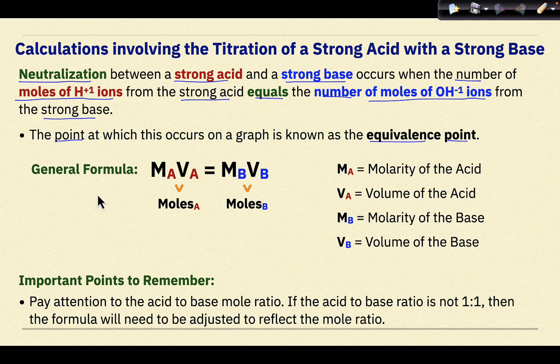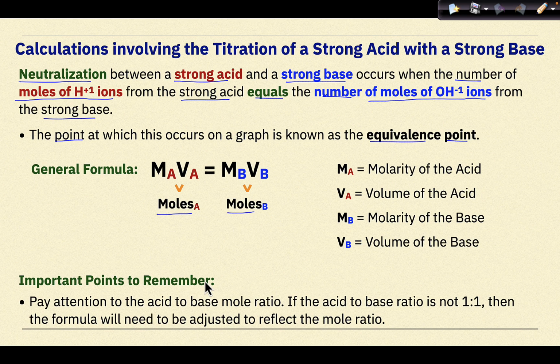The general formula that we'll use here is MAVA is equal to MBVB, where MA is equal to the molarity of the acid, VA is equal to the volume of the acid, MB is the molarity of the base, and VB is equal to the volume of the base. We know from the molarity formula that if we multiply the molarity times volume, we will get moles. So this formula provides us an opportunity to compare the moles of acid to the moles of base.